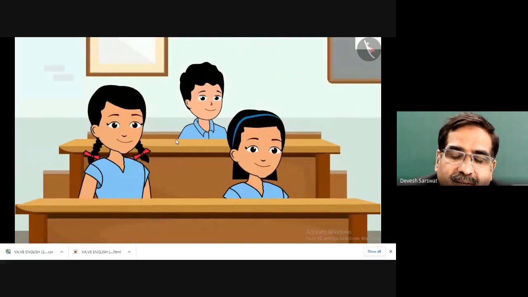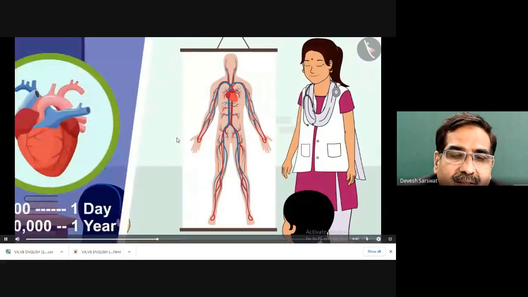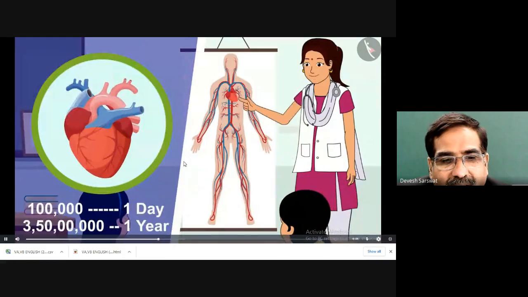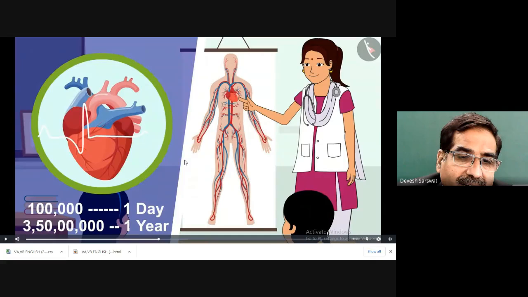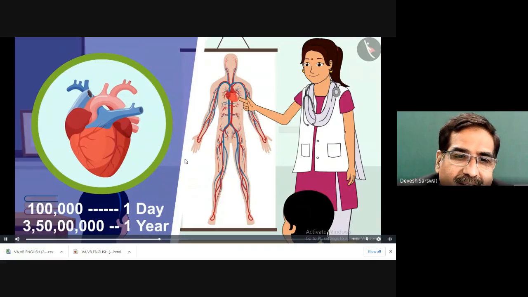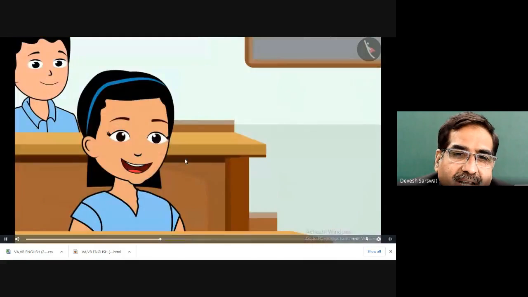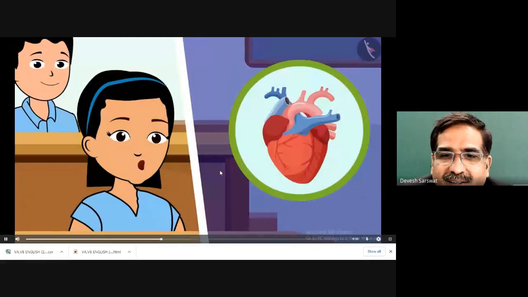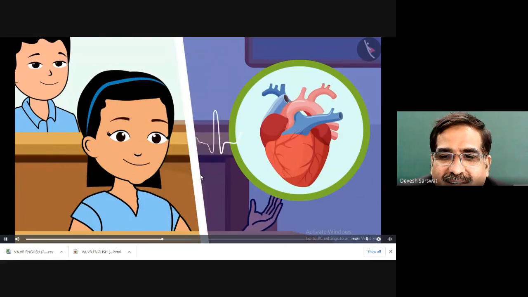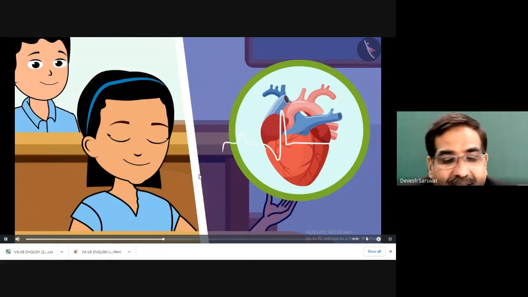No, Didi. Our heart beats 1 lakh times in a day. 1 lakh times in a day. 3 crore 50 lakh times in a year. Our heart does a lot of hard work. No doubt it is the strongest part of our body.